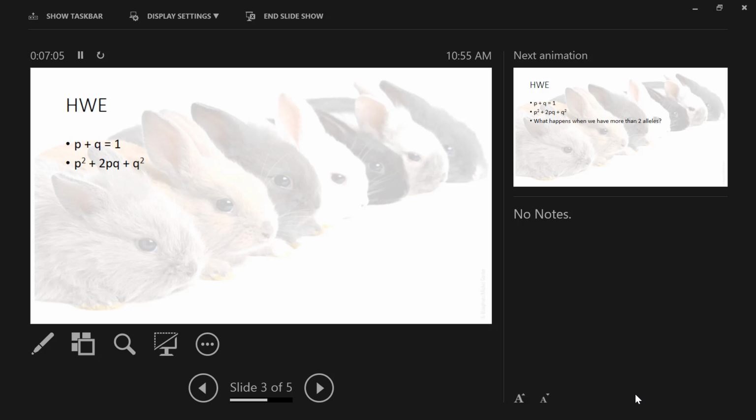Let's say p is equal to 0.95. What this is saying is 95% of all alleles are the p allele, of the p and the q. Yes. So p is 0.95, q would equal what?